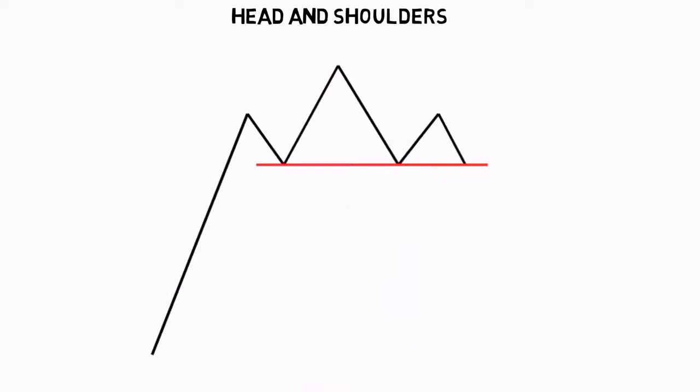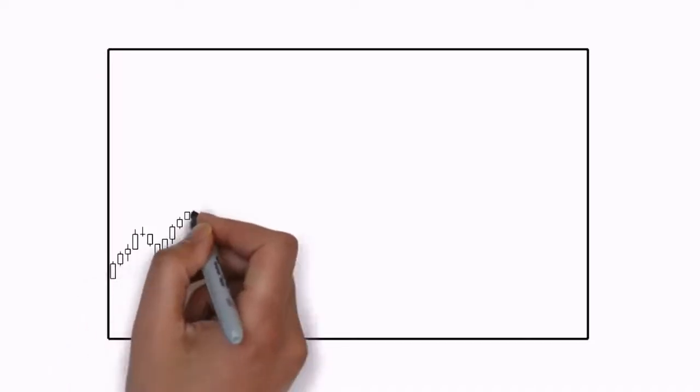Head and shoulders is a bearish reversal pattern which forms after a strong move upwards. It consists of a peak as the left shoulder, a higher peak as the head, and a lower peak as the right shoulder, and a neckline which is being drawn connecting the two lows between the shoulders. Let's take a look at the chart.